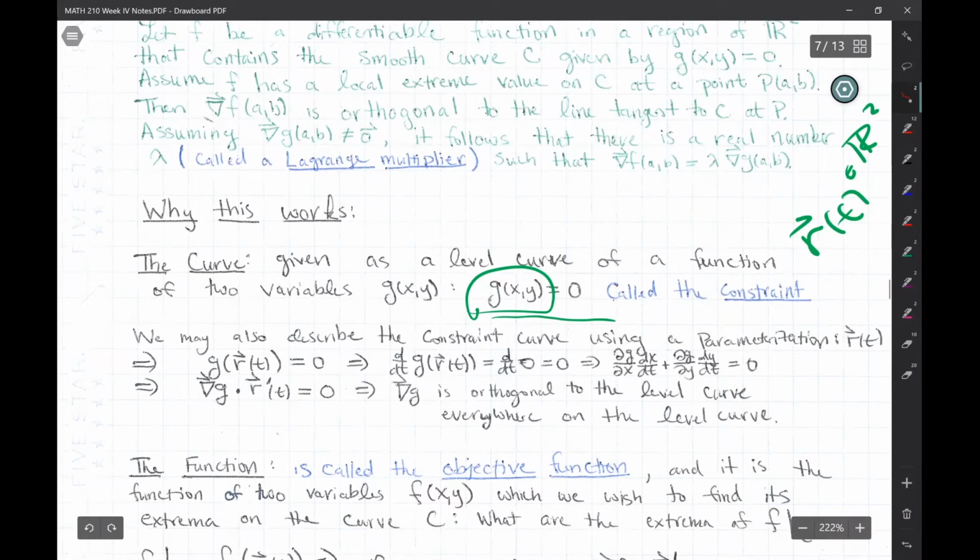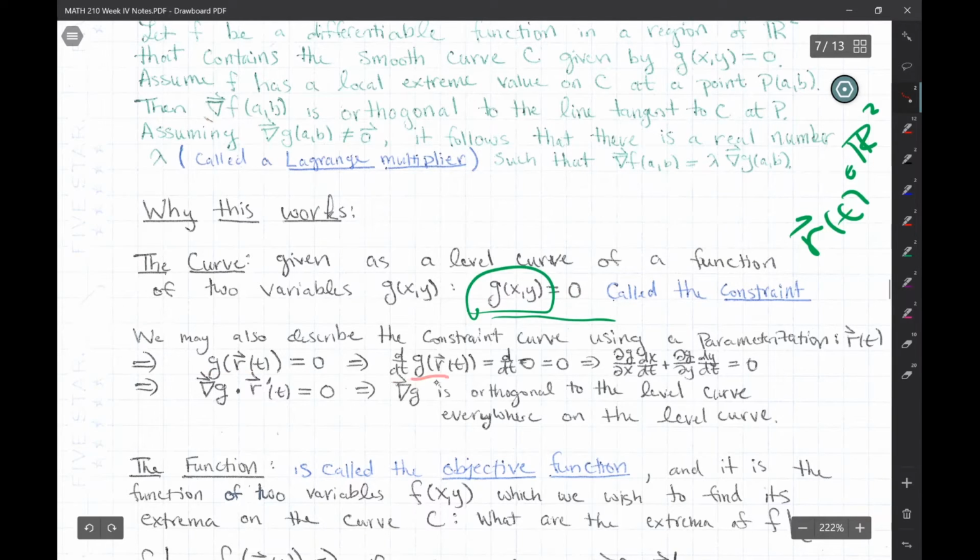But we may also describe a curve by r of t, and here, just for the purpose of understanding, let's suppose that the curve that's given as a level curve is also described by a parameterization, okay? Then we have this here, okay? And this is because once you plug the curve into G, you're going to get 0. That's how we get the level curve, right? The level curve is the curve where the function equals 0. So we're just plugging that curve into G, and of course we'll get 0.